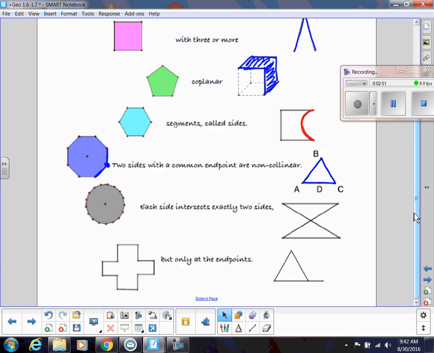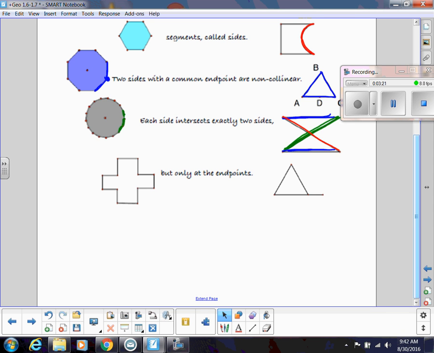And each side intersects exactly 2 sides. So when I have each side, it should only touch 2 other sides. So for example, when I have this side right here, that's a counter example, this side is touching the top, the bottom, and it's intersecting this side right here. So that's not a polygon.